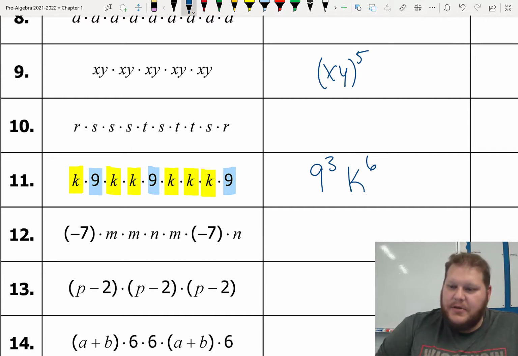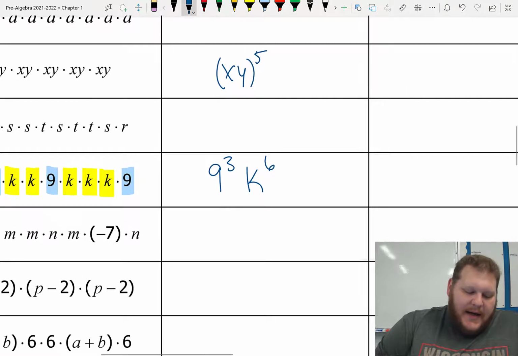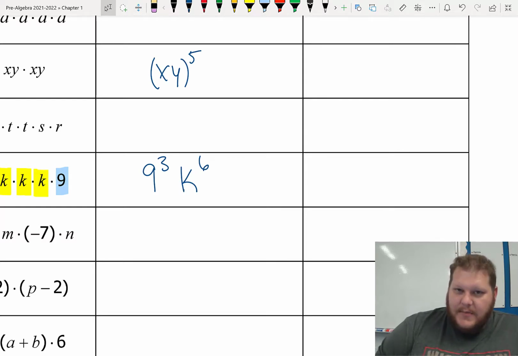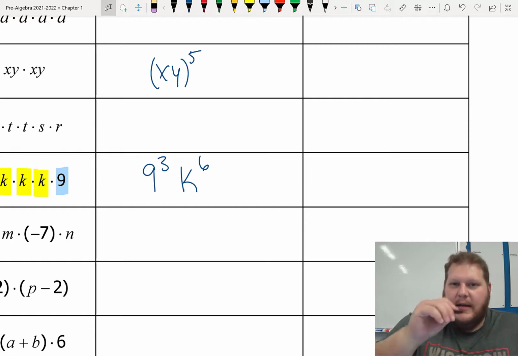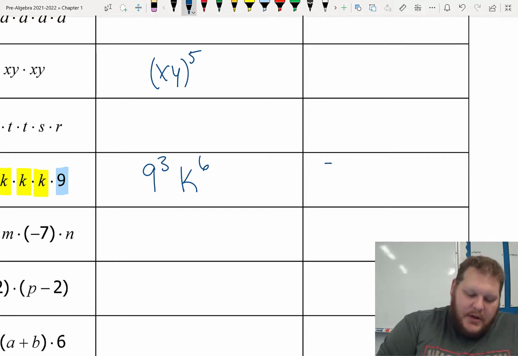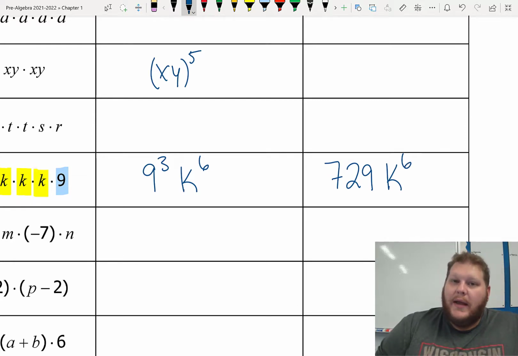So that's an exponential form. The far right column, I can't do anything with that k to the sixth power, but I could use my calculator to find what 9 to the third power is. Write 9 times 9 times 9, or use your calculator again, 9, that little rooftop caret button, to the third power, so 3, and then hit equals. You should get 729, and then my k to the sixth power is still there. That didn't go away, it's just where it is.